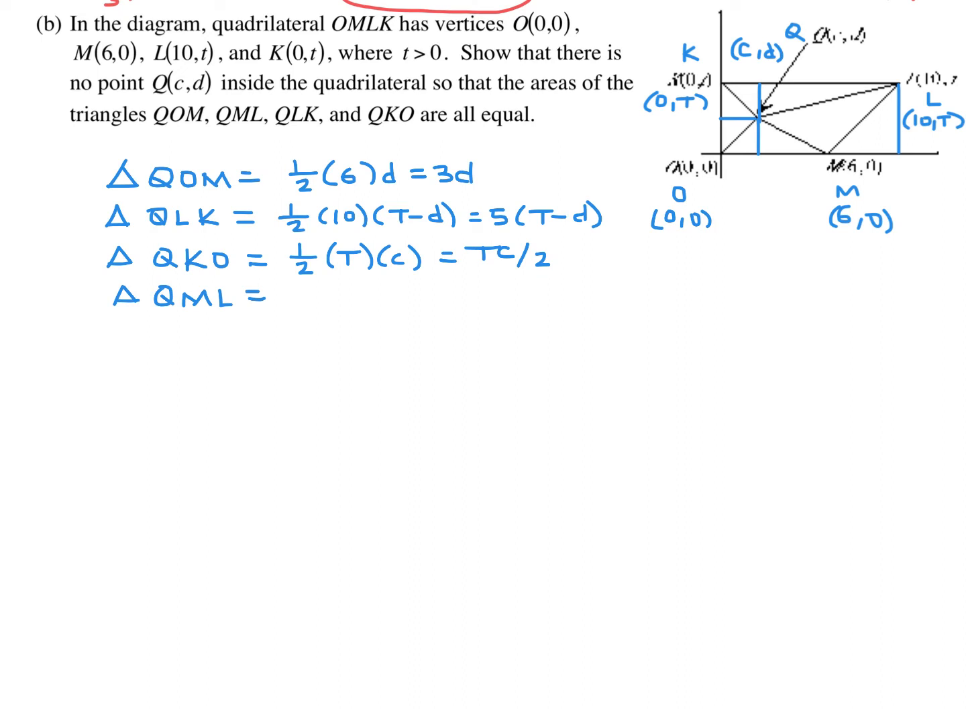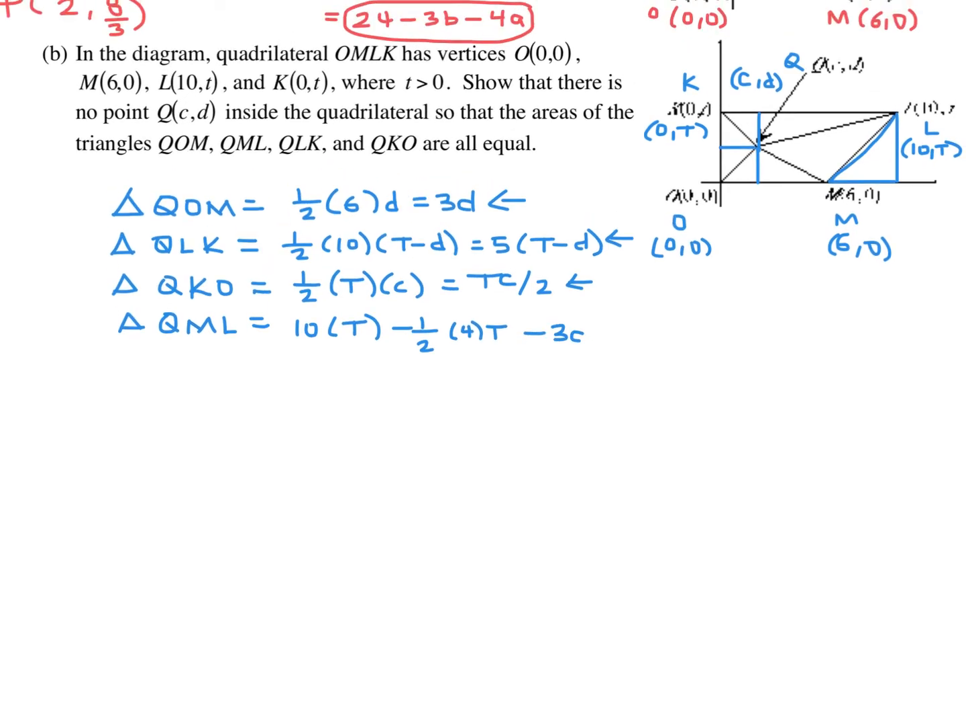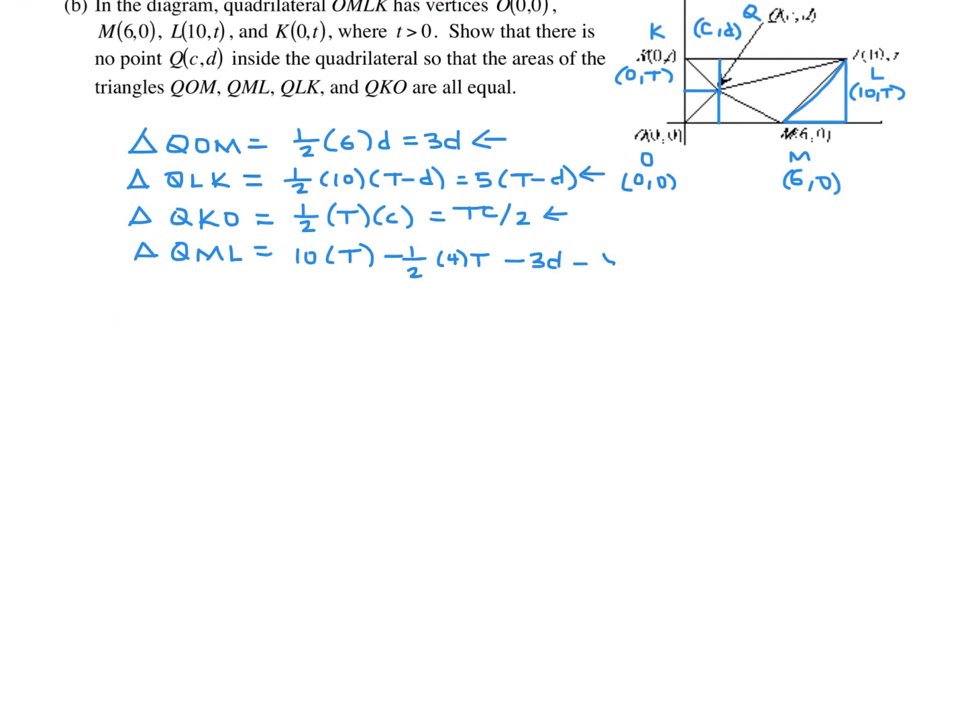QML is a little bit more complicated. QML is going to be the entire rectangle minus the four triangles. Sorry, the rectangle is a 10 by T rectangle. And then we have to subtract. First we have to subtract this one. So that's going to be 1/2 times 4, I believe, times the height, which is T. And then I just have to subtract these others. So minus 3D, minus 5 times (T minus D), minus TC over 2. Got it?